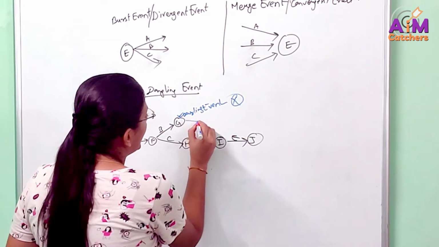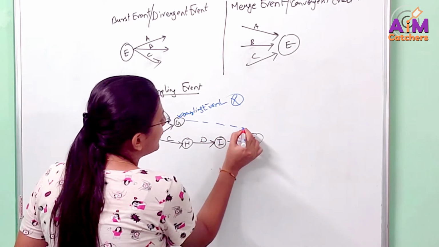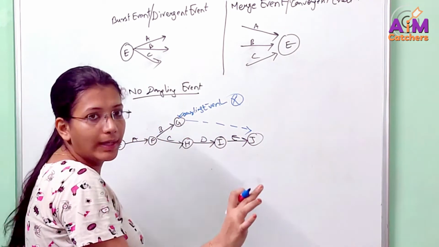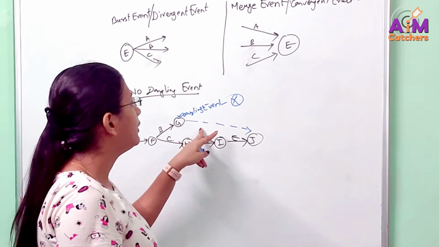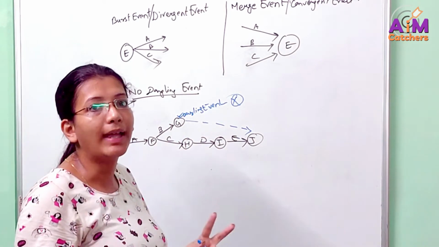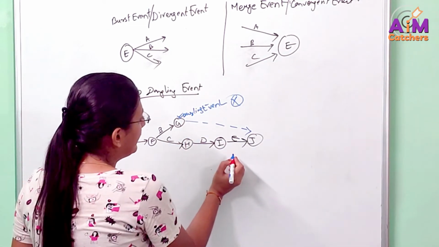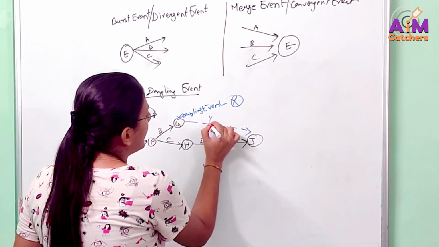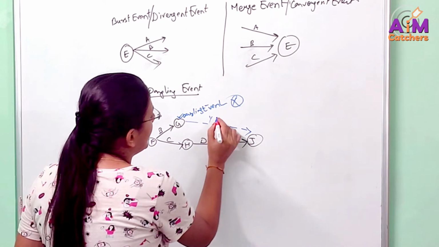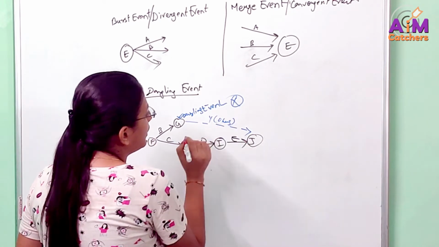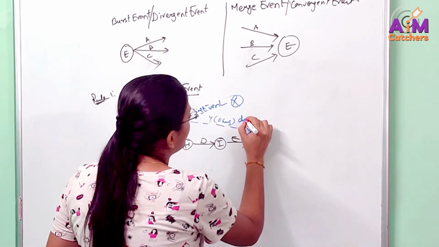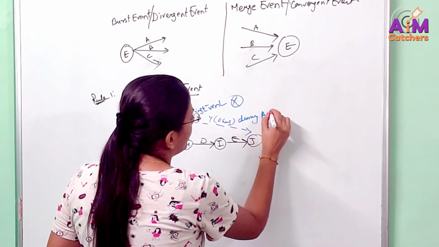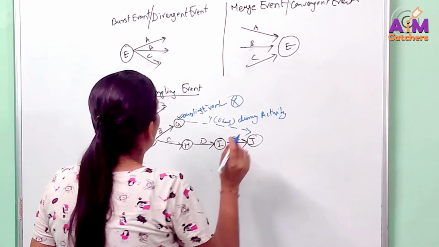So we will bring in a dummy activity, which is represented by dotted lines. Don't make it a continuous line. Since it is dummy, it will be dotted lines. That shows that it is imaginary. So this will be a dummy activity. We can write it as Y. Say Y is a dummy activity which has 0 hours. This is called a dummy activity. This is rule number 1.